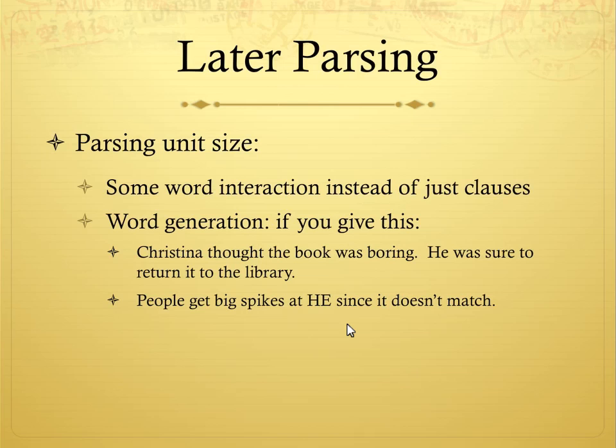But just because nothing in life is that simple, we do get some word interactions. So you still see some effect of individual words and not just the whole clause put together. So if you gave people a sentence, Christina thought the book was boring, period, that's a sentence, we're done. And then you get, he was sure to return it to the library. What happens is that you get these big spikes in EEG processing and very long looks, if we're talking about fixations, at the word he, because the word he does not match the incorporation of Christina from the previous sentence. So there is this sort of interaction effect.